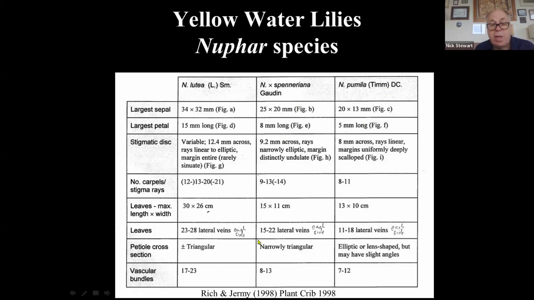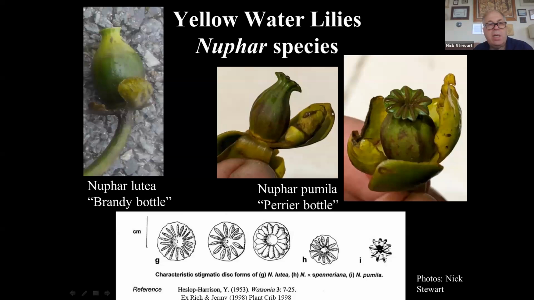So the leaves are distinctly smaller, there are fewer veins, the flowers are smaller, but there's quite a lot of overlap, particularly between the hybrid and the least water lily. So it tends to be not very easy to make a decision about it when you just have foliage. The most useful character is the shape of the fruits.